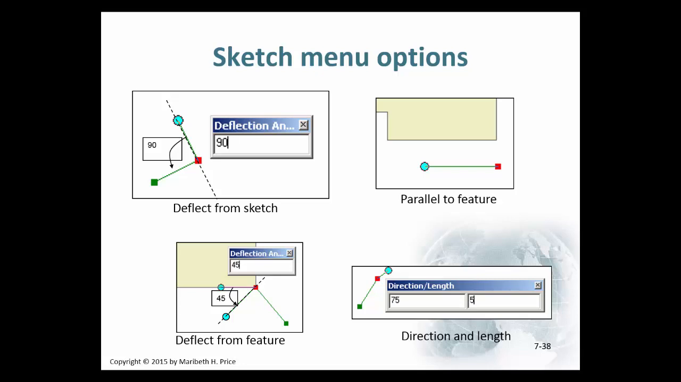point. You can specify deflection angles from existing features, make lines parallel or perpendicular to existing features, and enter distance and direction and length.